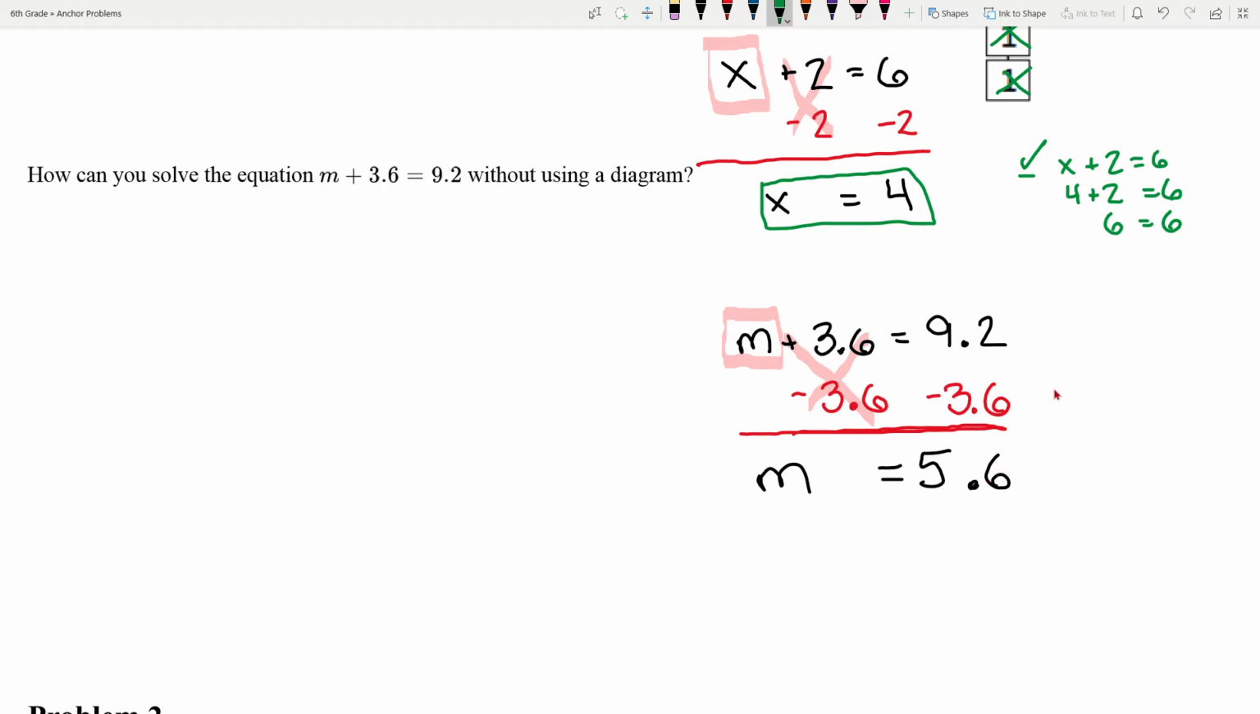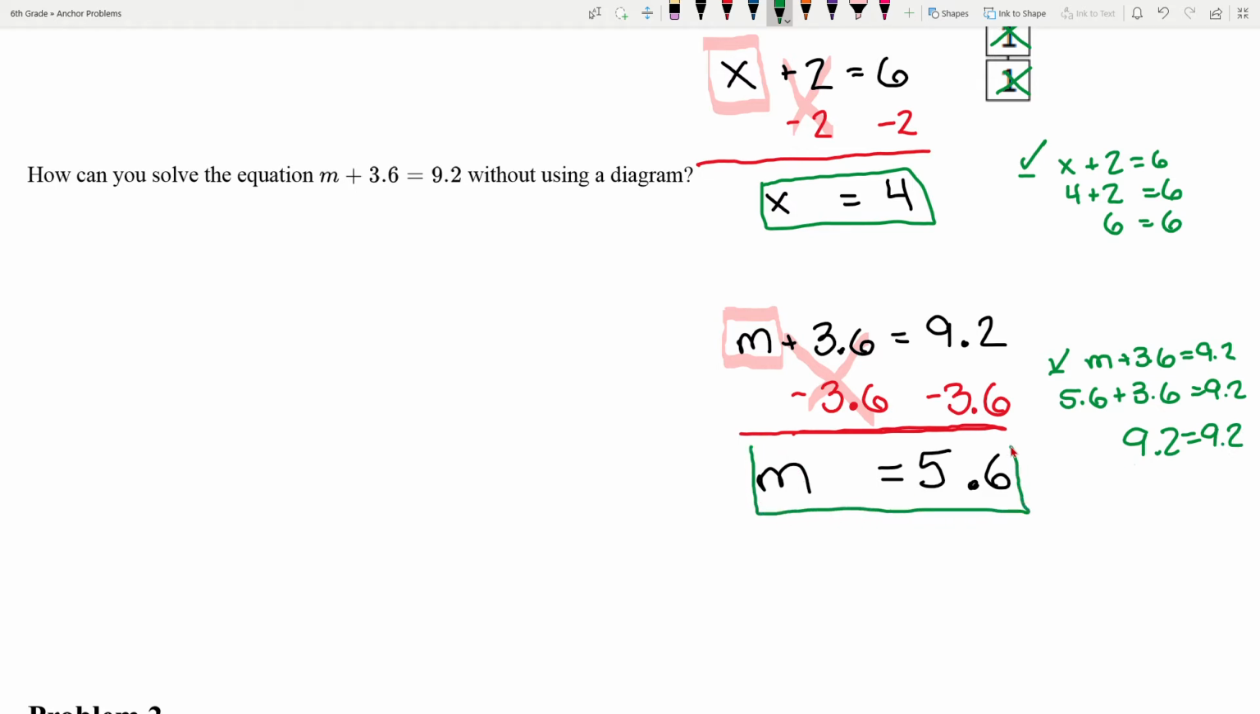Same thing even if we have decimals. If we check this one, m plus 3 and 6/10 equals 9 and 2/10, and I put 5 and 6/10 in for m, the left side needs to equal the right side for 5 and 6/10 to be true, and sure enough, 9 and 2/10 is what these two add up to, is equal to 9 and 2/10, so m equals 5 and 6/10 is a valid, good solution.